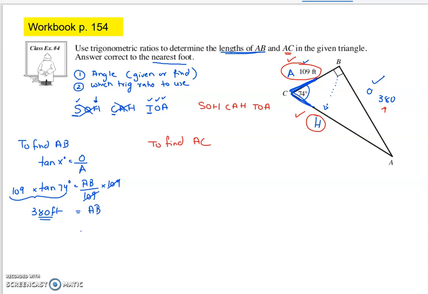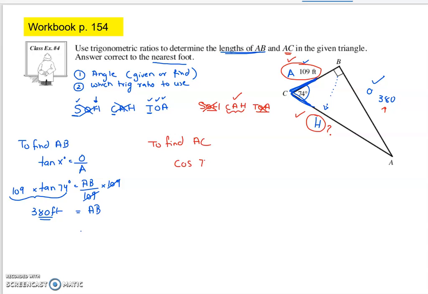So again, I'm looking for one of these ratios which has hypotenuse and adjacent side in them, so that one would be my cos. Again, not sine because that is between opposite and hypotenuse. And I'm choosing not to use this again. So I'm choosing to use cos because it has these two, the one that I'm looking for and the one that is given. So I set that up.